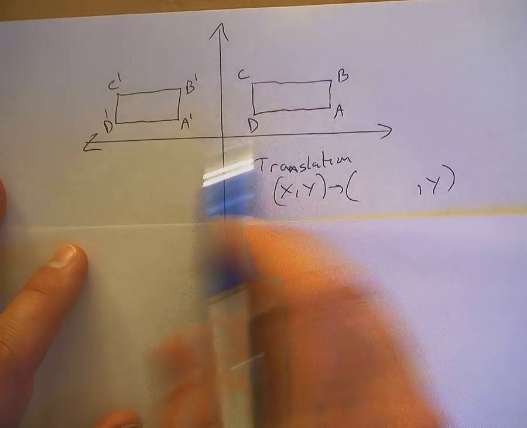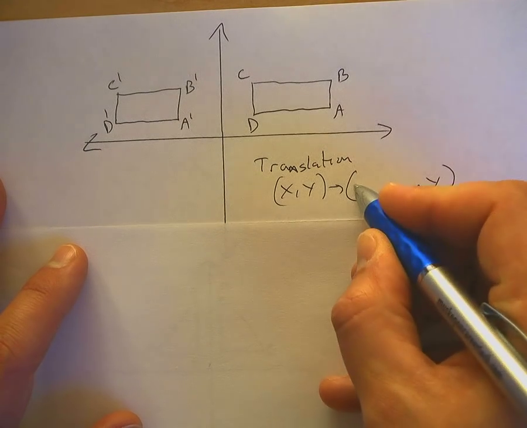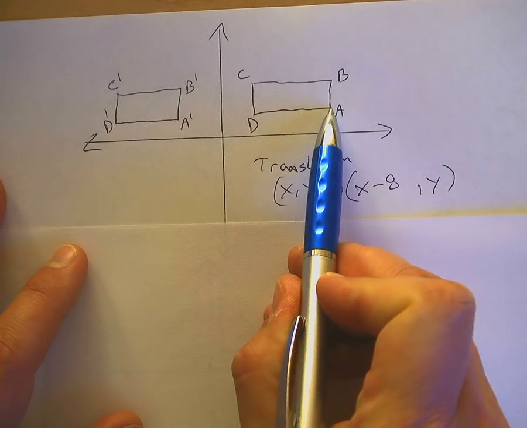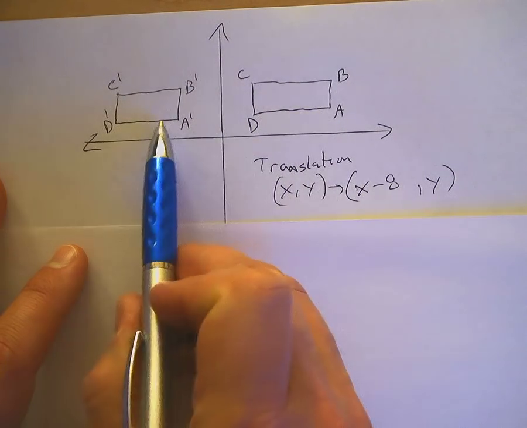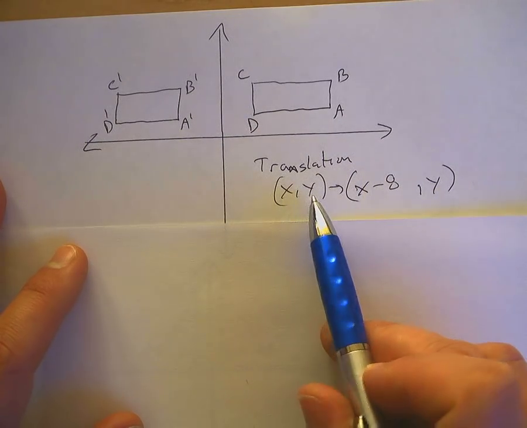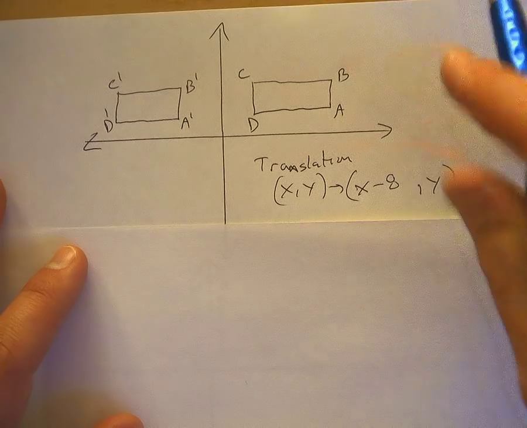The x is going to the left, so the x is being subtracted. We're just going to make up some number. We're going to say 8. So it's going to be (x - 8, y), because you could see the x value is getting less, the y value is staying the same. So this would be an example of a translation rule for this example.